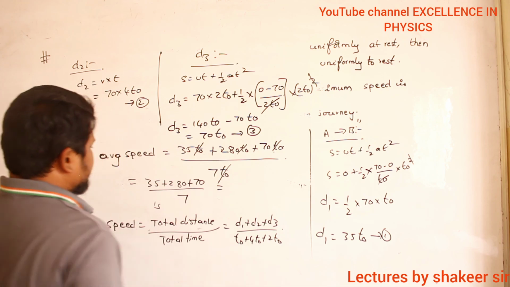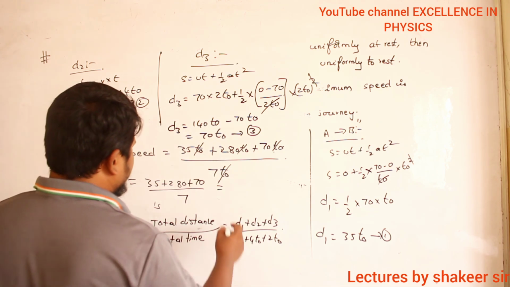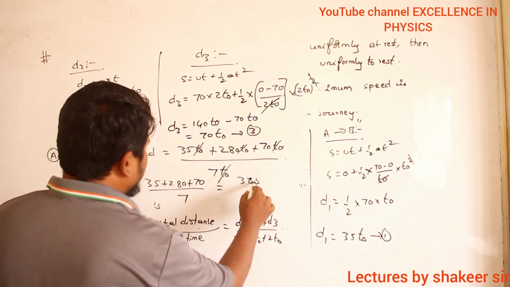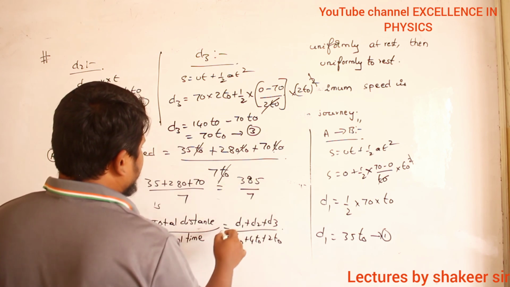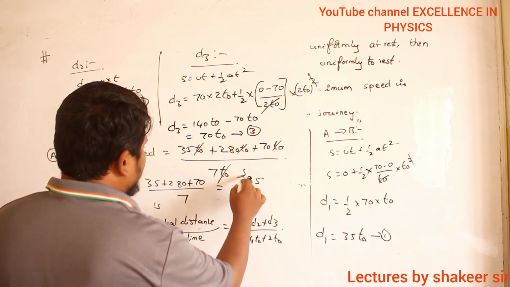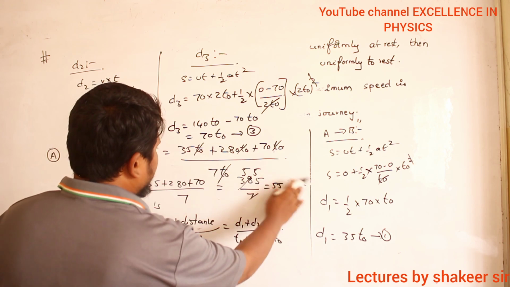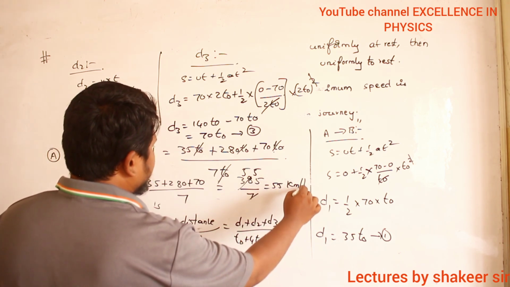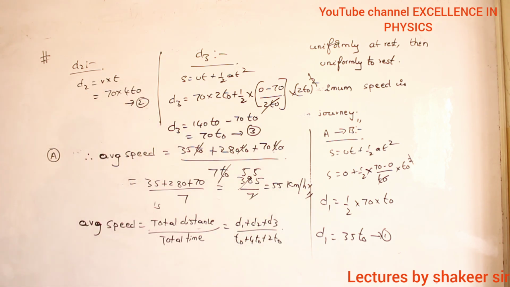So 280 plus 105 is 385, divided by 7. So 7 5s are 35, 7 55s are 385, so 55 kilometer per hour. So that is the average velocity of the total journey. Have you understood? Fine.